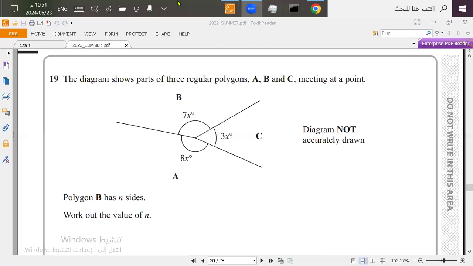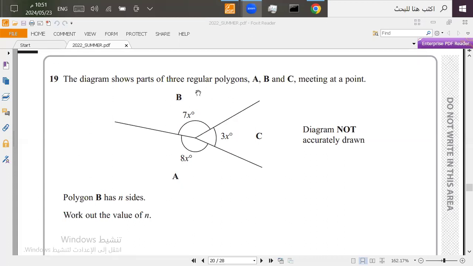In this video, we're going to continue the questions of 2022 Foundation Tier Paper 1F. Question 19. The diagram shows parts of three regular polygons, polygon A, polygon B, polygon C. They're meeting at a point. Polygon B has n sides. Work out the value of n. So we need to find the number of sides of polygon B.